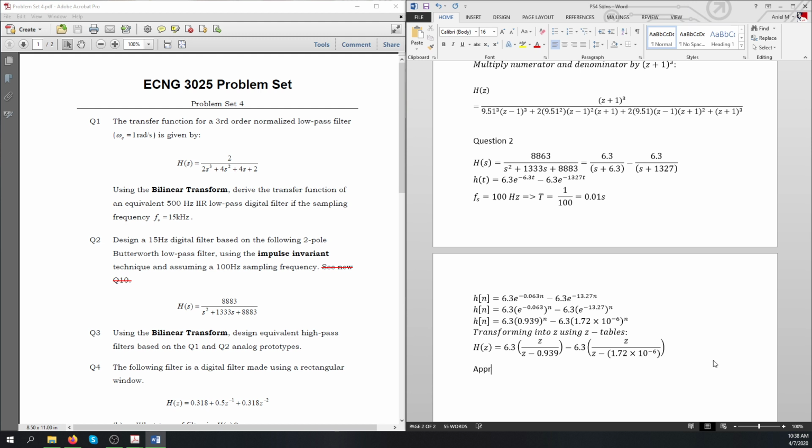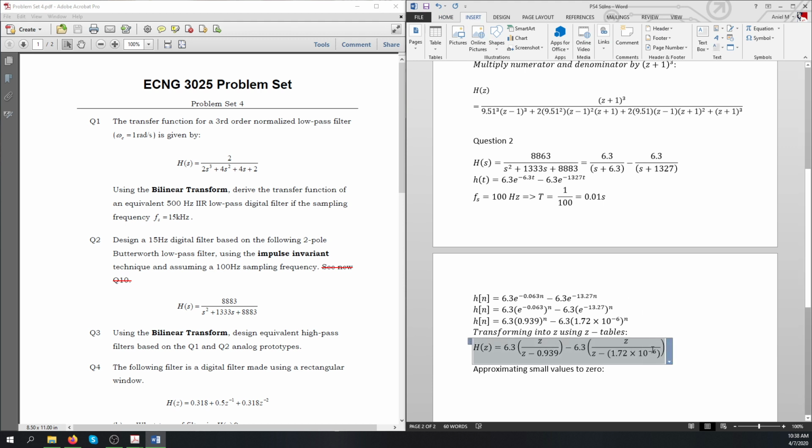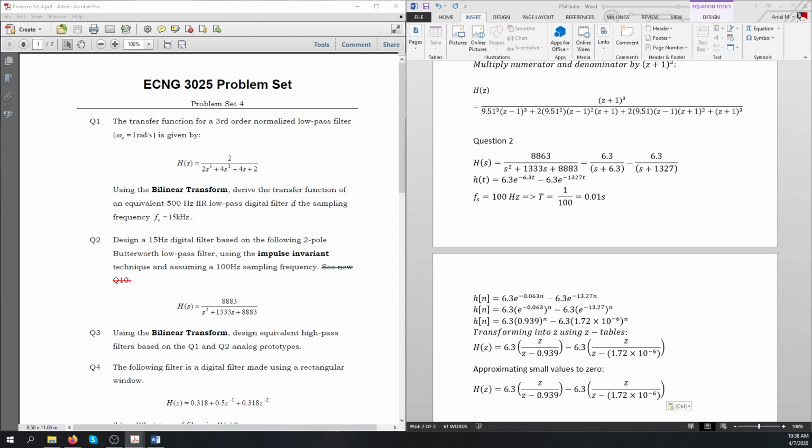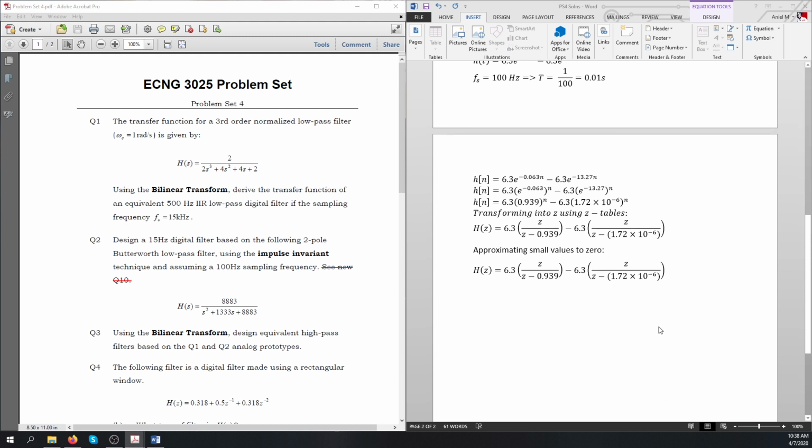So, approximating small values to 0. I'll just copy this for simplicity. So this here, if the equation decides to behave, will just become 0. And because that becomes 0, that becomes z divided by z. Z divided by z is 1. So that has become 6.3.